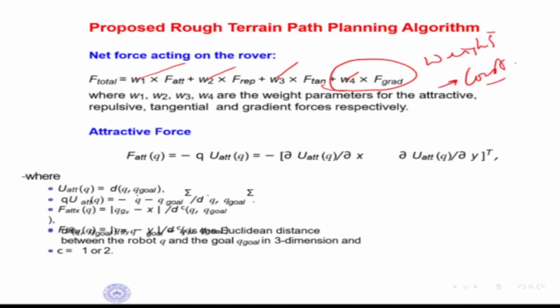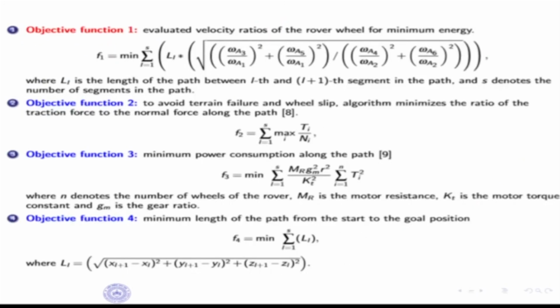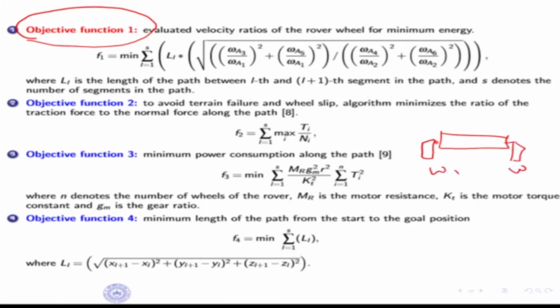So what we can do, again, is use genetic algorithms here. What GA will do is it will have W1, W2, W3, and W4, and it will randomly switch these numerical values, and then evaluate some objective function. For example, in this particular case, the objective function being evaluated is the ratio of the wheel velocities. You can imagine that if the robot is like this, and there is a wheel here and a wheel there, then this is omega 1 and this is omega 2. If it is on flat ground, then omega 1 will be equal to omega 2, so omega 1 by omega 2 will be equal to 1.